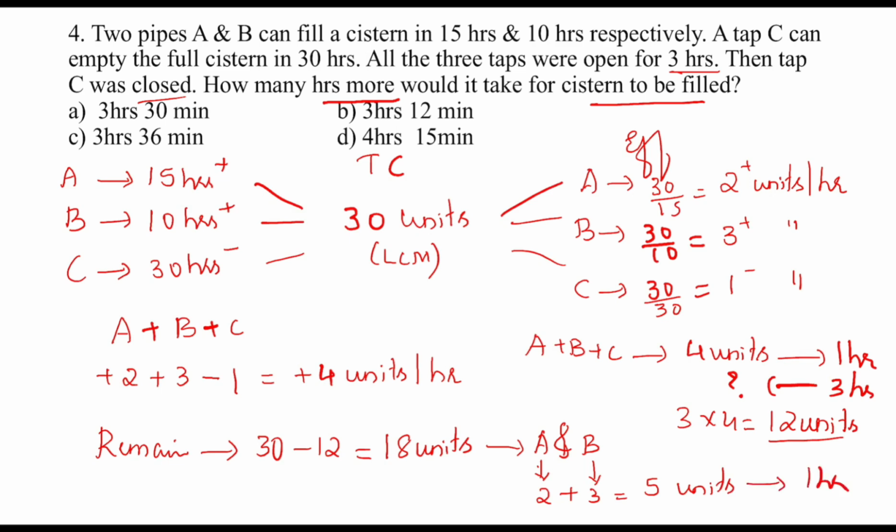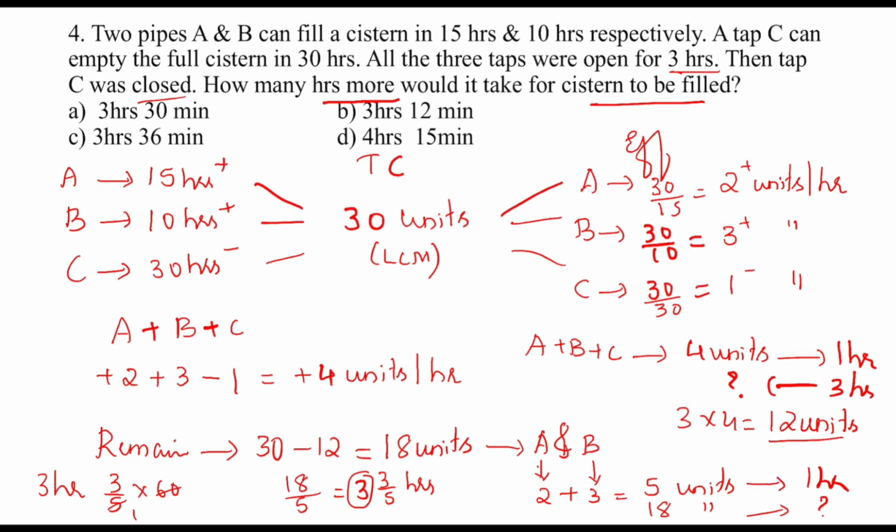So remaining is how much? 18 units. So 18 units in how many hours will they fill? That is 18 divided by 5, which is equal to 3 3/5 hours. But in the options the answer is in hours and minutes. So we have to convert 3/5 hours into minutes. 3 is complete hours. So 3/5 is how many minutes, we will see. To convert it into minutes, multiply it with 60.